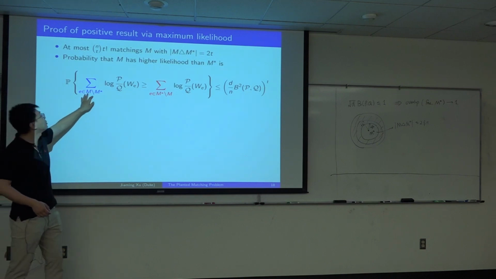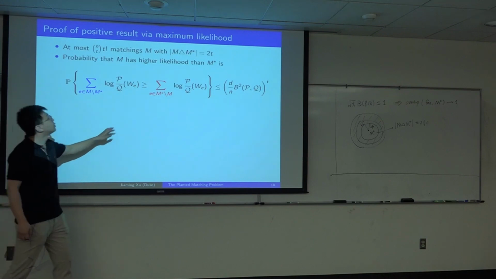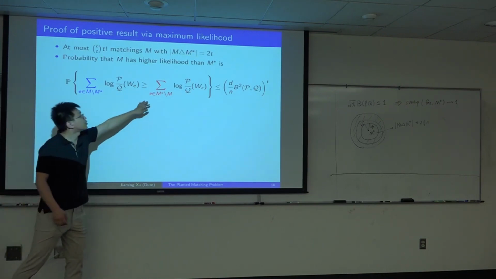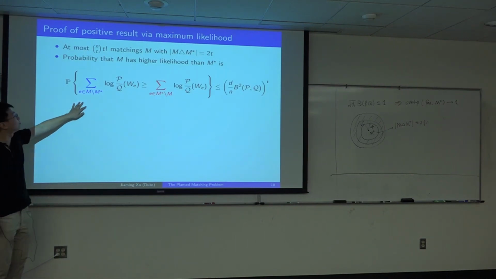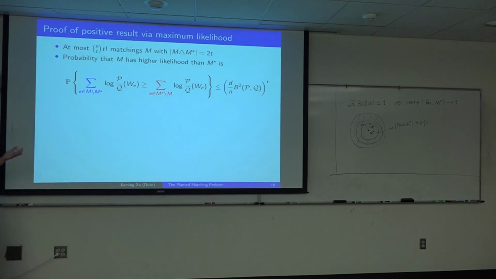You basically want the sum of the log likelihood weights of the blue edges to be bigger or equal than the sum of all the log likelihood weights for the true edges, right? If this blue part is bigger than the red part, then you know the fake matching M has a larger likelihood than the true matching M star. Does it make sense? Okay, and now how to estimate this?